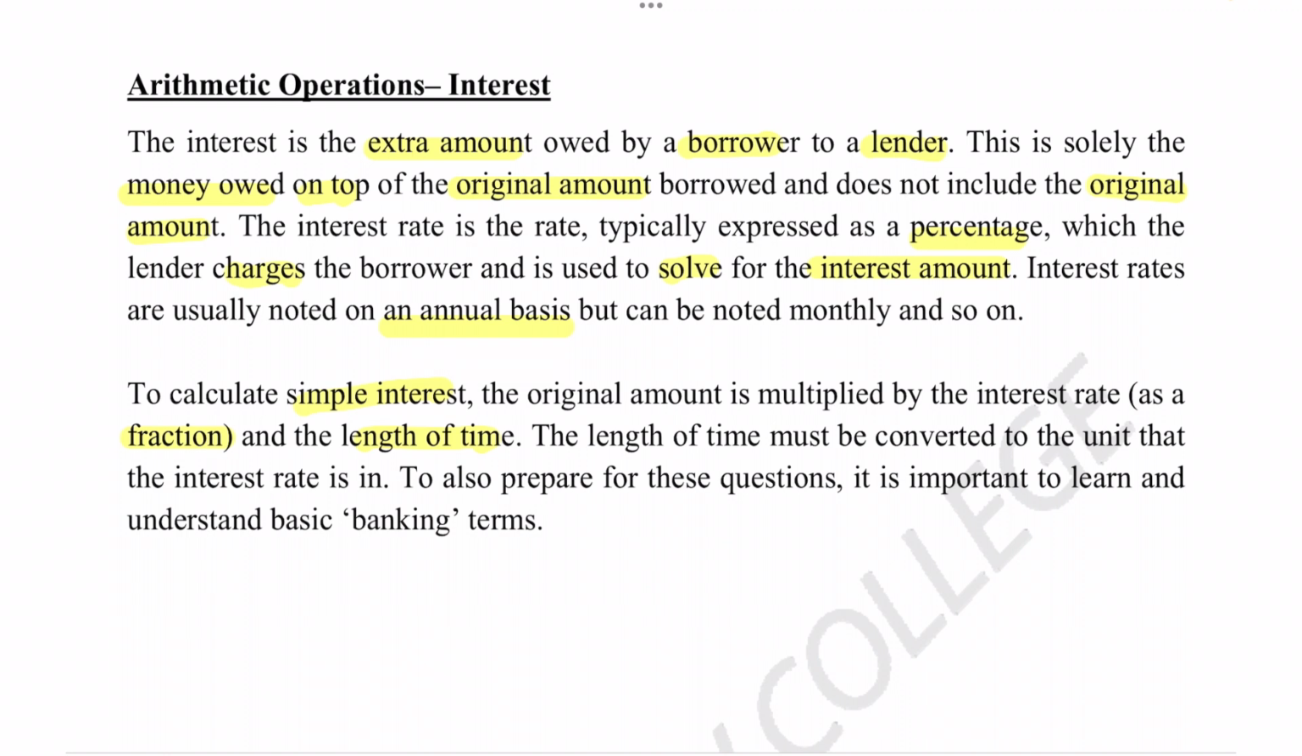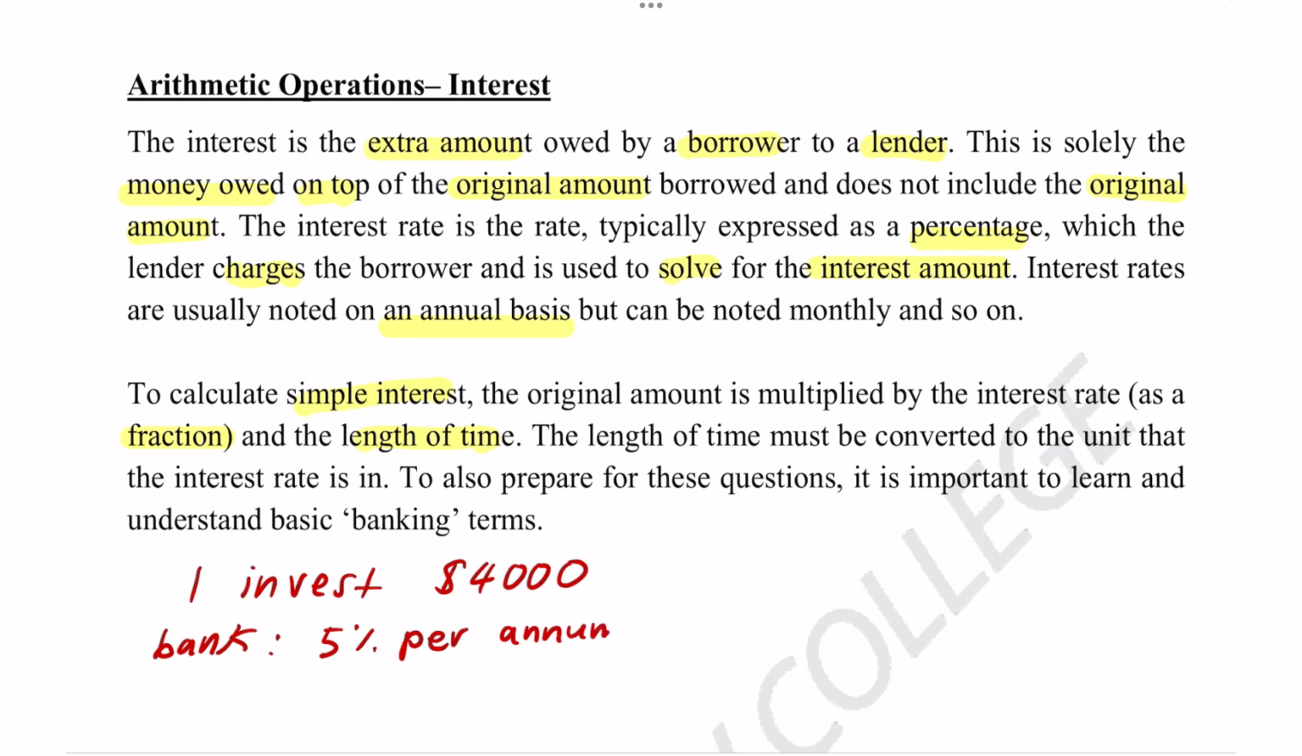So let's say maybe I invest, which means I put in some money, $4,000 at a bank that charges 5% per annum. How much money will I have after 3 years? So how should we calculate this? First, we need to calculate what 5% per annum is.